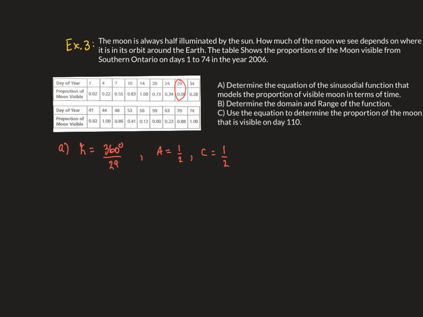All right, so let's go from there. Let's make our equation. So in this case, you just need to plug and play. My amplitude is 1/2. Let's go with sine here.